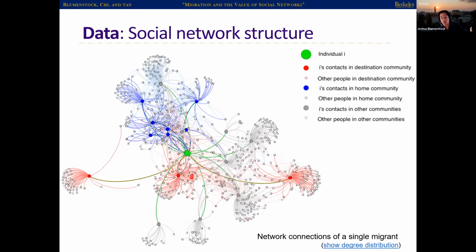And we're looking at the calls that the person made in the month prior to migrating. So the red dots are the people that person called in the eventual destination district. The blue dots are the people that person called in their home district. And then the gray dots are sort of all the other people they called, neither in home nor destination. And then the smaller dots are the friends of friends. And so what we're going to look at is a lot of this higher order network structure.